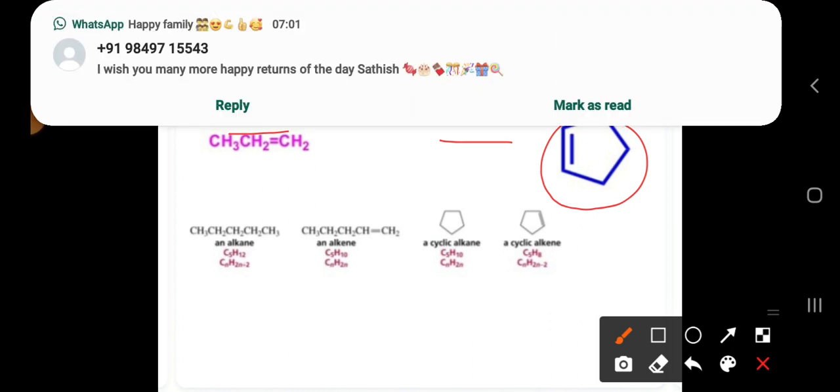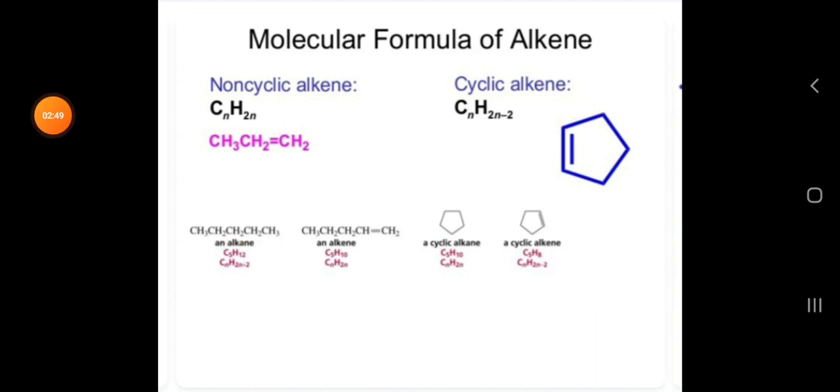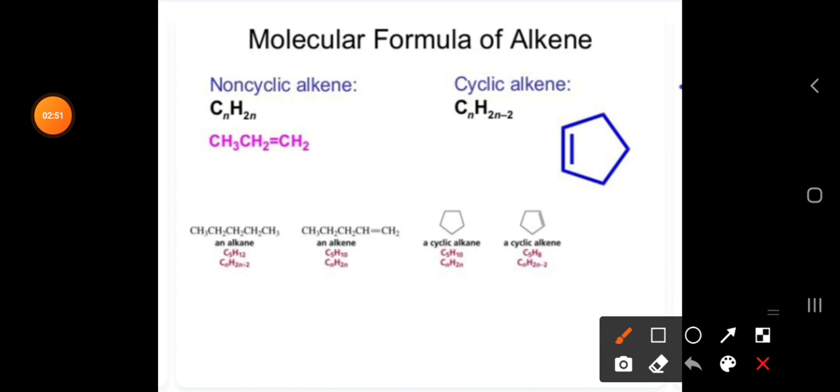Now see here, generally we have an alkane. The formula for an alkane is CnH2n plus 2. So it is an alkane, known as C5H12, pentane. And if you take an alkene, the formula is different.